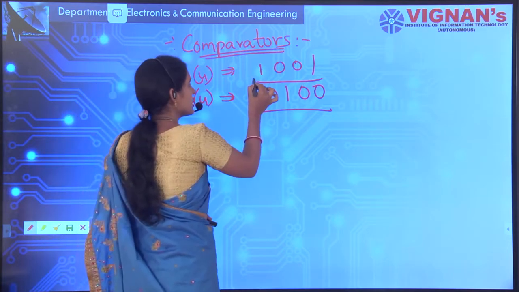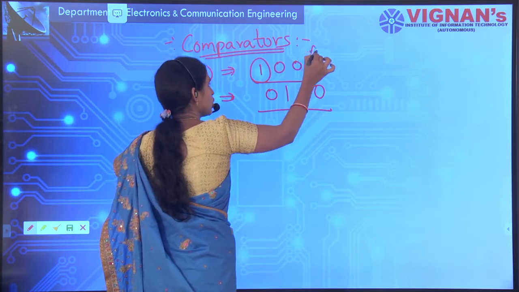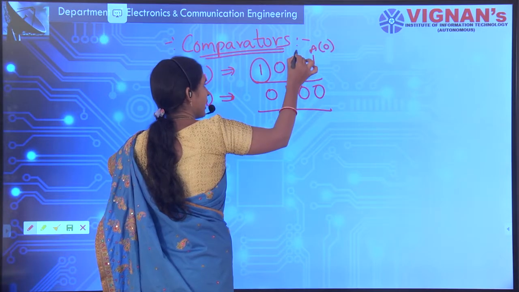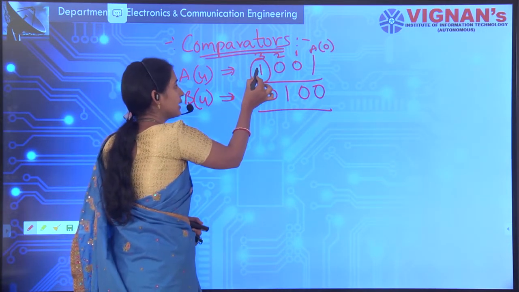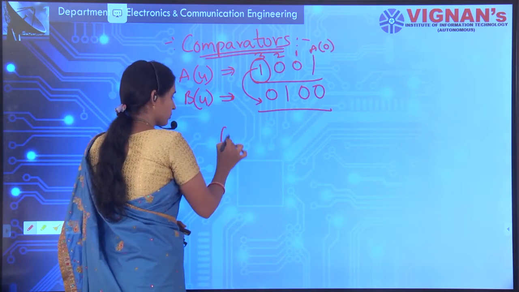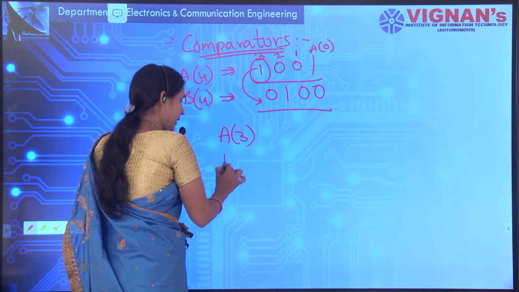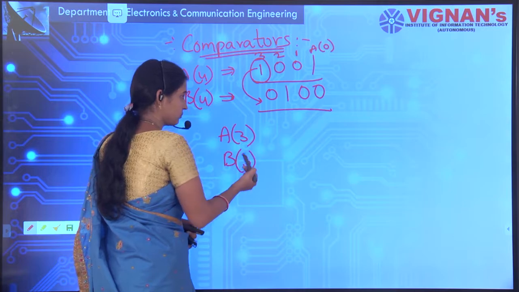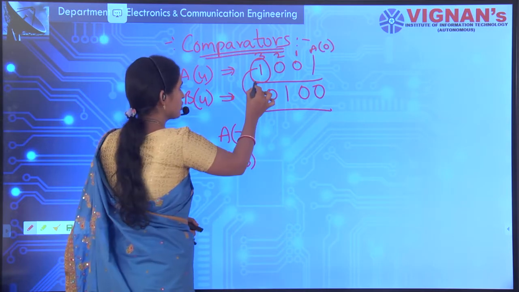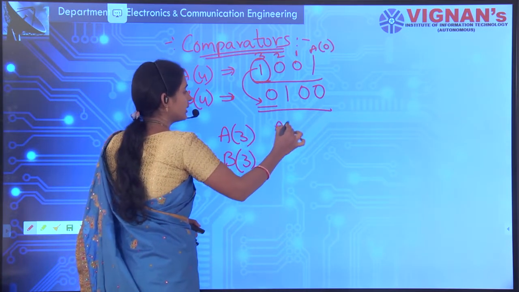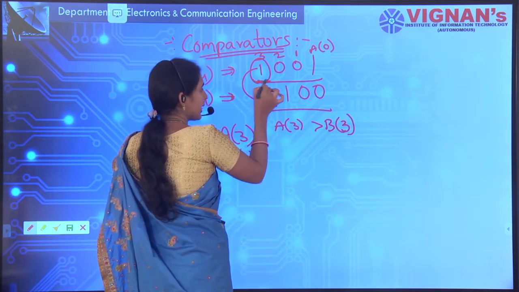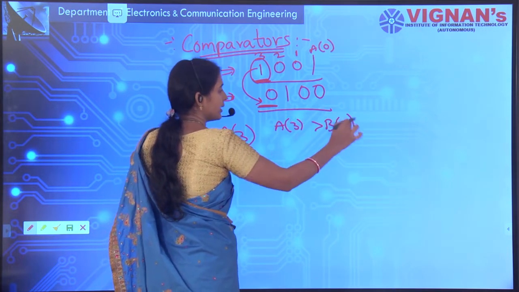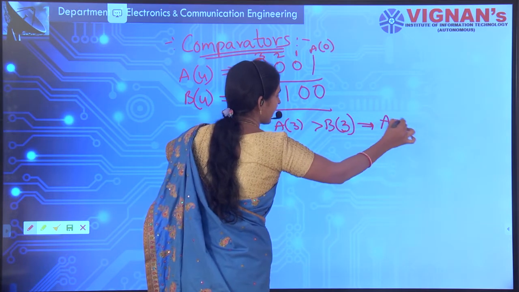Now, if you see here, this is your A 0th position, A 1st position, 2nd position, and 3rd position. A3 is compared with B3. See here, A3 is compared with B3. Suppose A3 is greater than B3, what happens? As A3 is greater than B3, directly it will tell that A is greater than B.